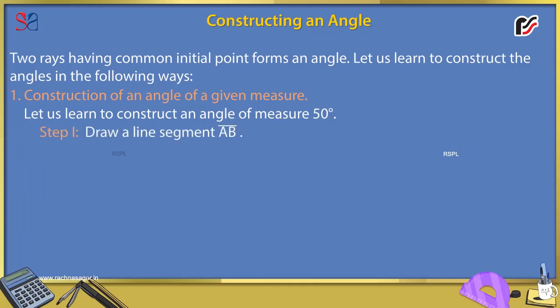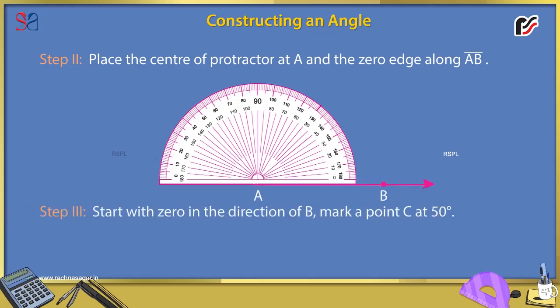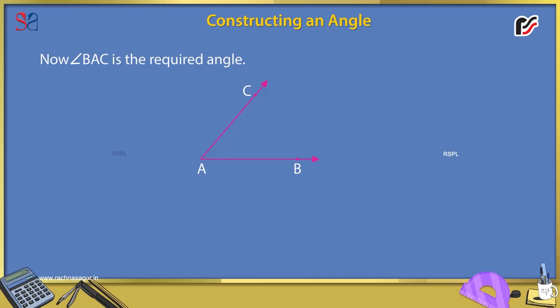Step 1. Draw a line segment AB. Step 2. Place the center of the protractor at A and the zero edge along line segment AB. Step 3. Start with 0 in the direction of B. Mark a point C at 50 degrees. Step 4. Join AC. Now, angle BAC is the required angle.